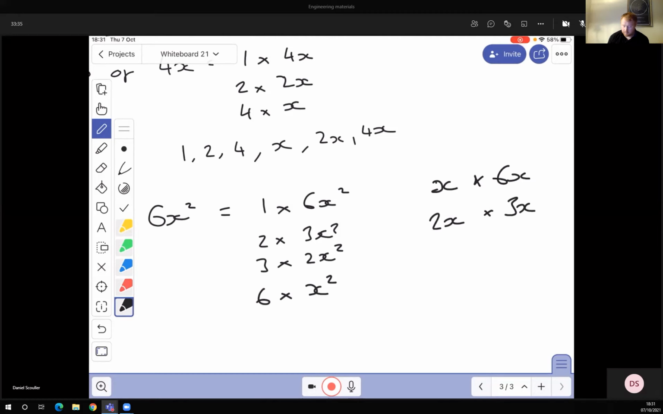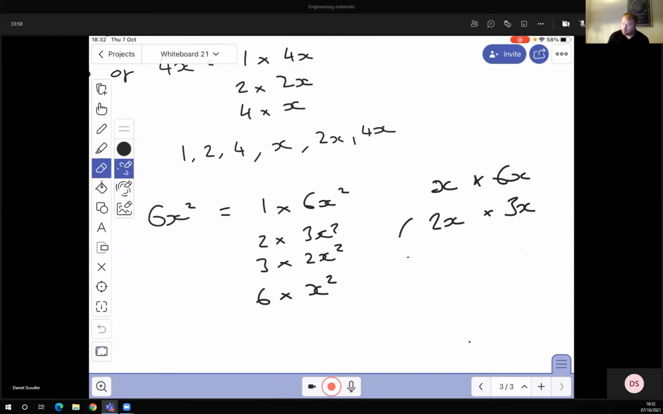So that means 2x and 3x as well. Other than that, we've got no other factors. You could say 3x multiplied by 2x, but we've already got that. That's just writing it in a different way, so you don't need to do both.